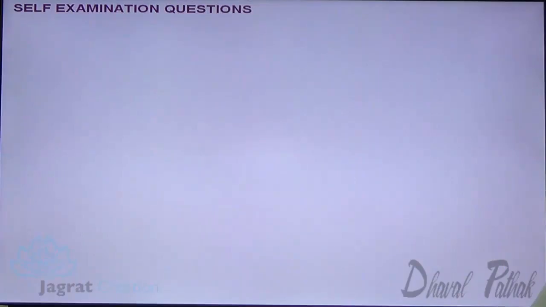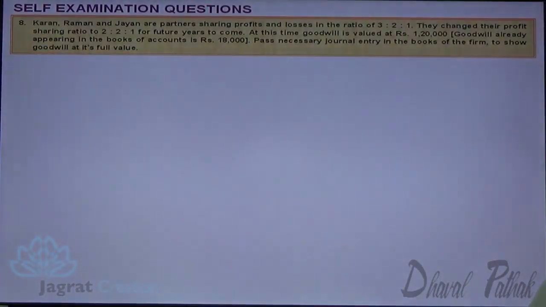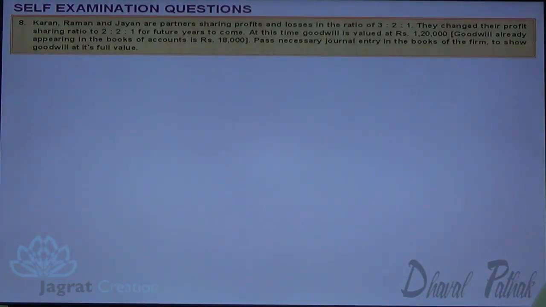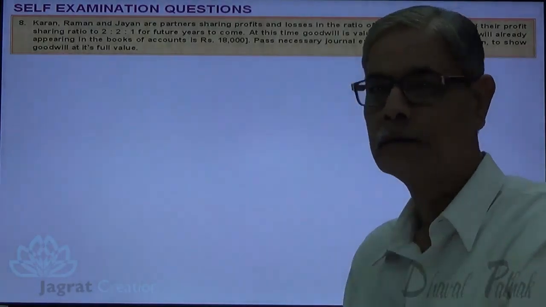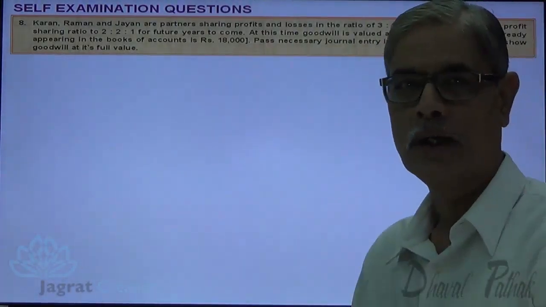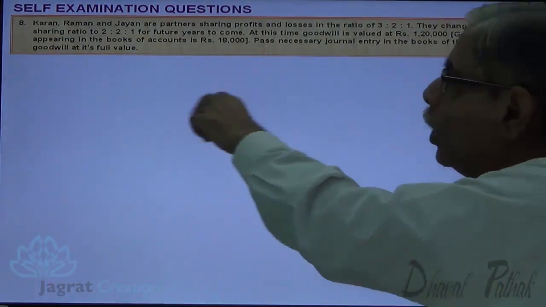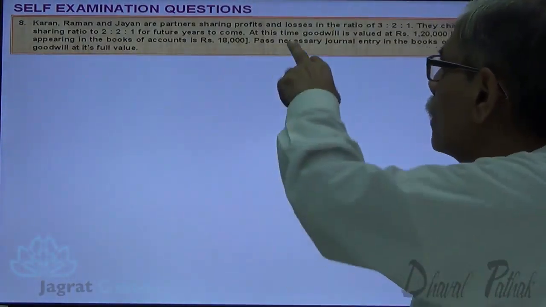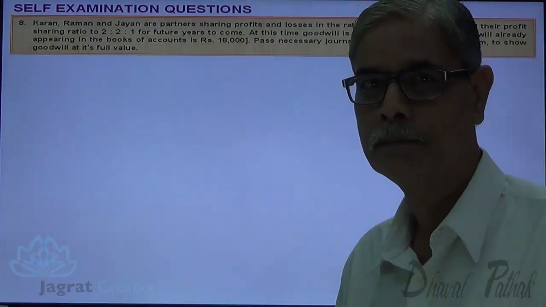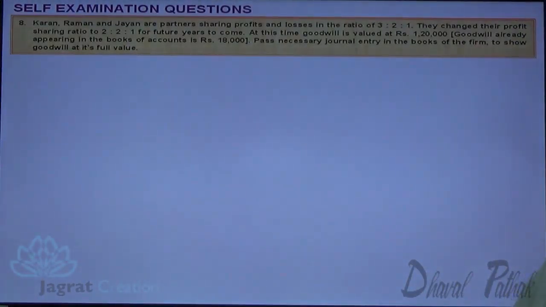Next. Karan, Raman and Jayan are partners sharing profits and losses in the ratio of 3:2:1. They change their profit sharing ratio to 2:2:1 for future years to come. At this time, goodwill is valued at 1,20,000. Goodwill already appearing in the books at 18,000. Pass necessary journal entries in the books of the firm to show goodwill at its full value.